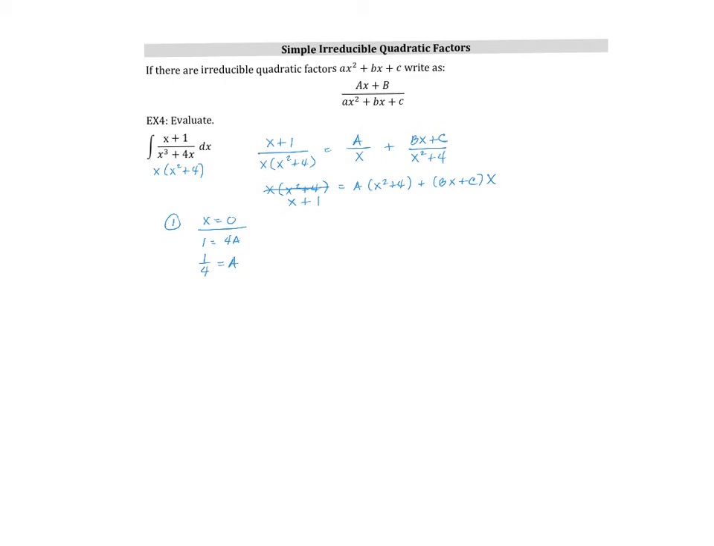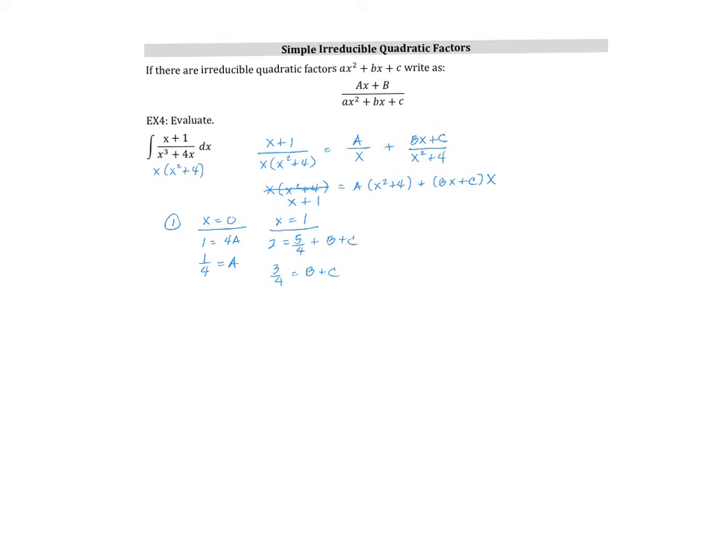So I could just start choosing some small x values. I don't want to choose anything large. Say x is equal to 1. If x is equal to 1, this will be 2 is equal to, now I already know that a is 1/4, so if x is 1, this becomes 5/4 plus b plus c. And then minusing the 5/4 from both sides, I'm going to have 3/4 is equal to b plus c. Okay, but I still have b and c. I haven't solved for it yet.